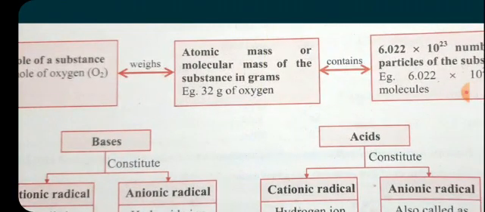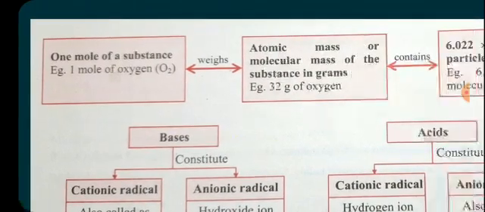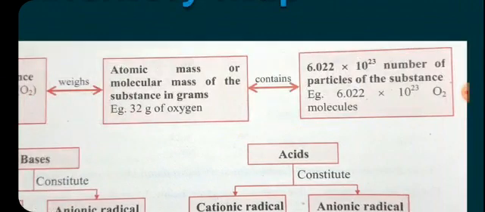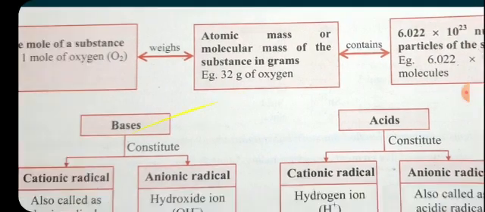Atomic mass or molecular mass of the substance in grams, and here oxygen is taken as an example. So 32 gram of oxygen is 1 mole of that substance. So the molecular mass of oxygen is 32 gram. So it is 1 mole, and 1 mole always contains 6.022 × 10^23 particles. So 32 gram of oxygen will contain 6.022 × 10^23 oxygen molecules.